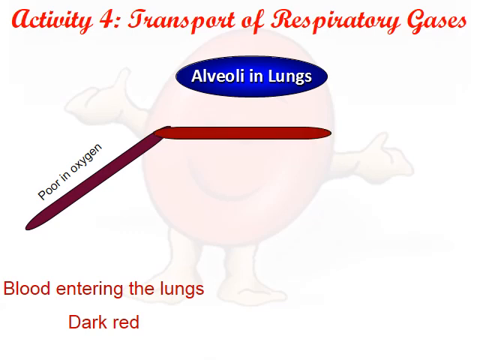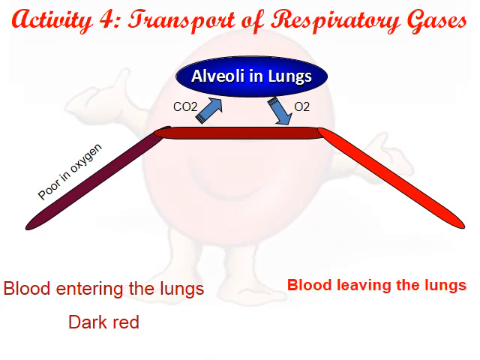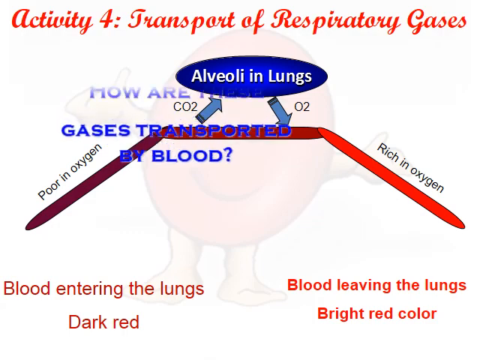Then at the level of the lungs, the color starts to be less dark because we have diffusion of CO2 outside and entrance of O2 which diffuses toward the blood. Finally, the blood leaving the lungs, as you see here, has a bright red color. Why? Because it's rich in O2, oxygen, and it's poor in CO2. That's why the bright red color.